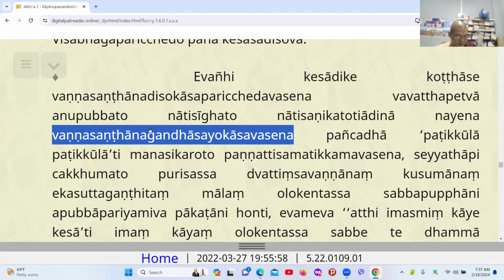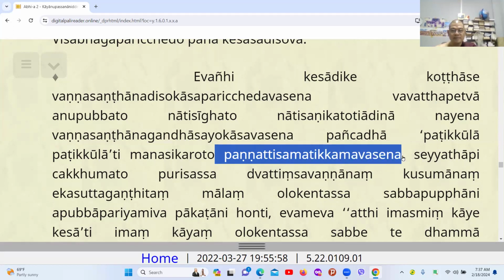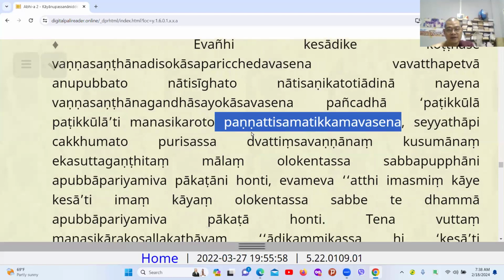Overcoming the name, Panyatti. So the names of these parts of the body will not appear in his mind. Only the color, the form, the smell, the cause, and the location will appear to his mind. The names Kesa, Loma, Nakha, Danta, these names may not appear in his mind. He overcomes the name here.